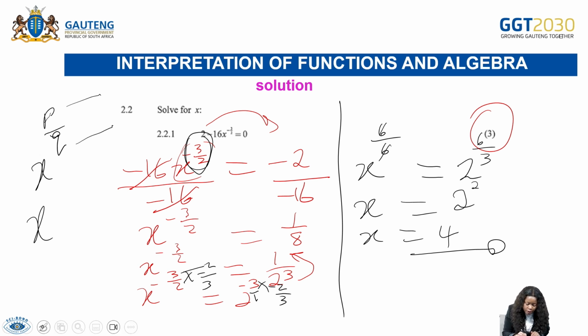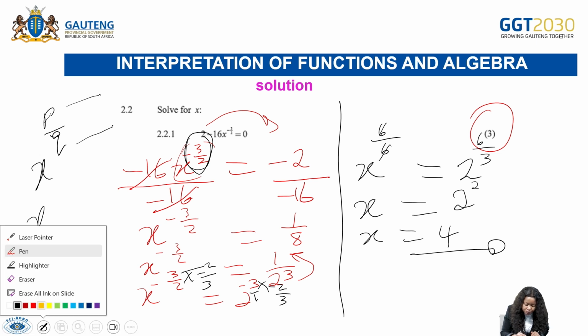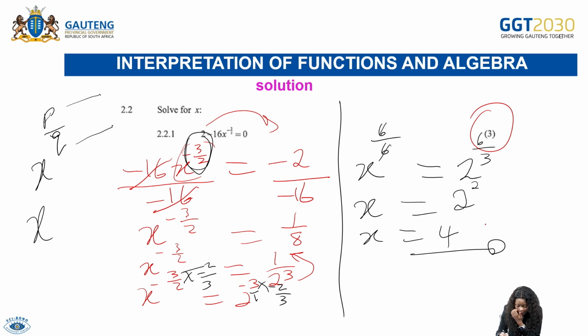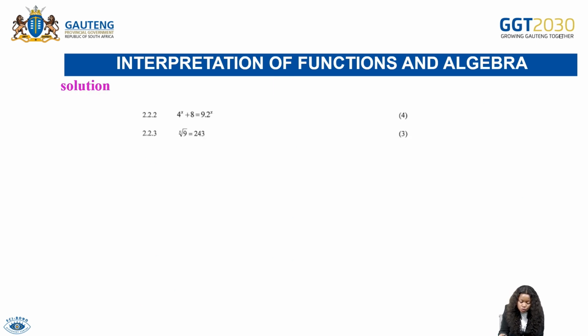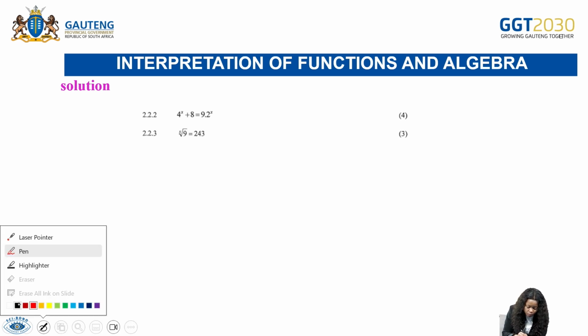So let's see how you are going to obtain your 3 marks. You'll get a mark for saying x equals 4. And then you'll get a mark for writing 8 as a prime base. Then you get another mark for multiplying the exponent by its inverse. Then you get your full 3 marks. Now, let's move to 2.2.2.